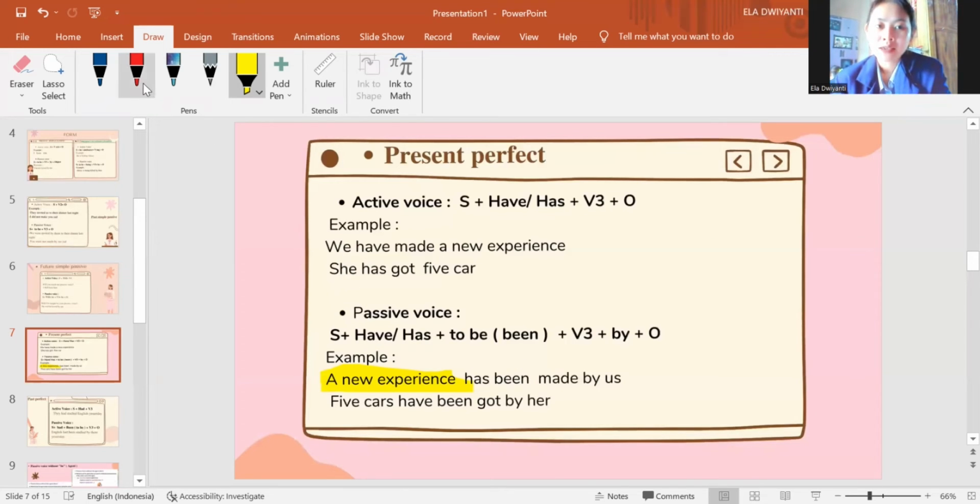And the last is the subject. The subject in the active voice, we, becomes us in the passive voice, because we in the passive voice acts as an object. All right.